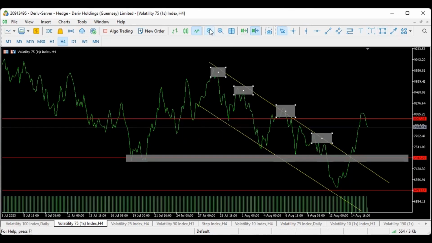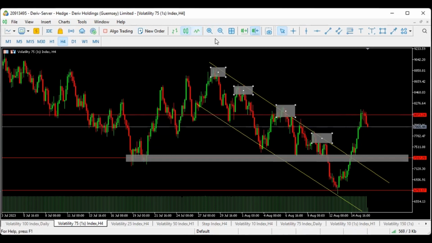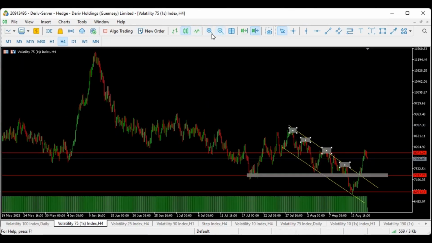But don't get it twisted. You can trade the retracements, so long as you have done a top down like this and you know what you're doing, you can go with the retracement as well. But I do prefer corrections, and not correction, but the impulsive moves.